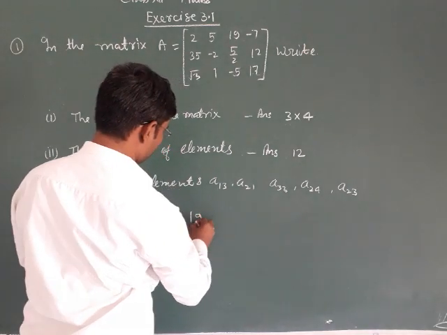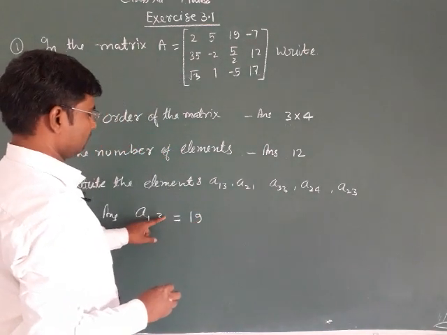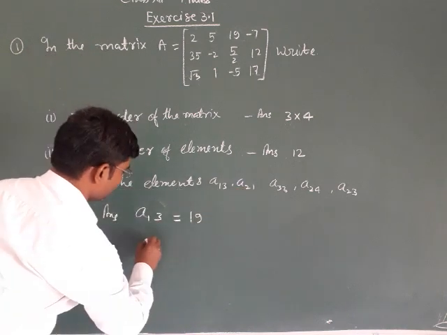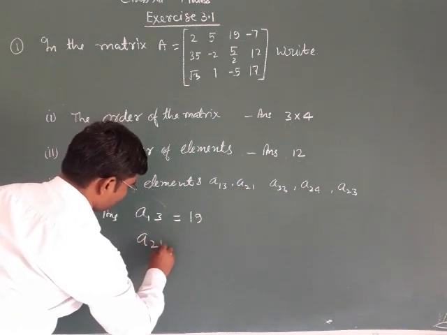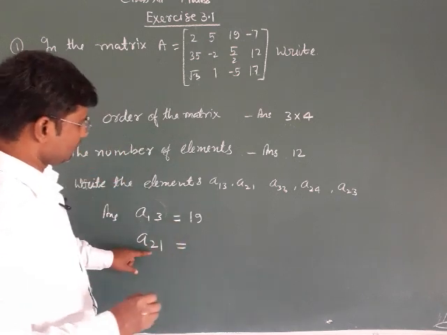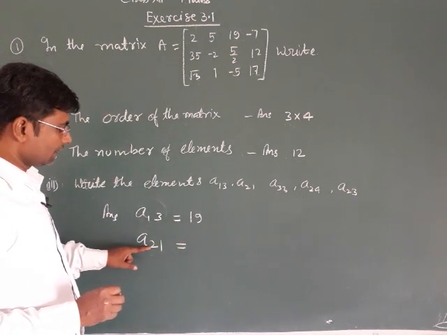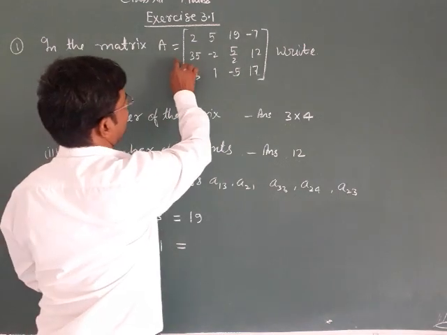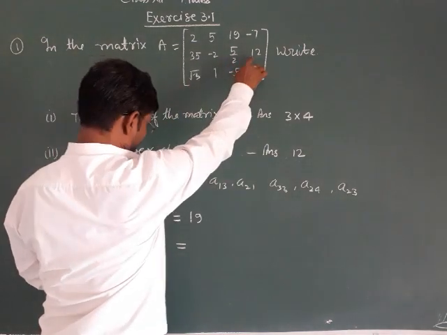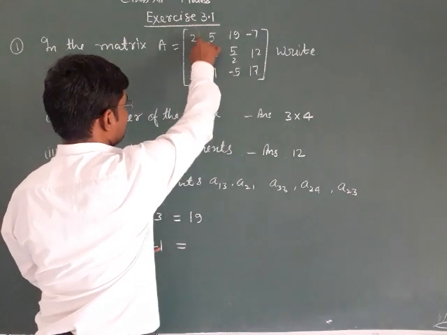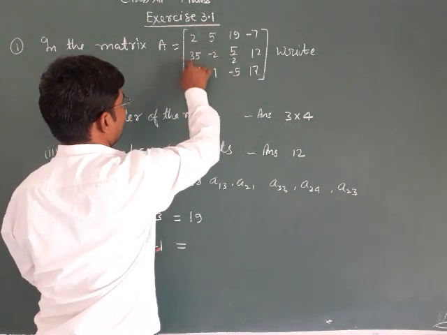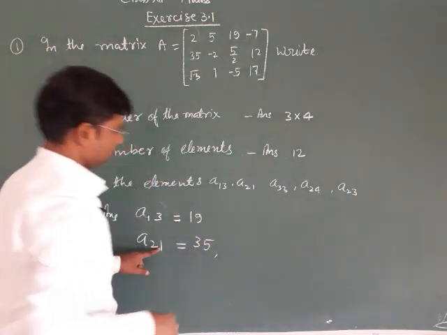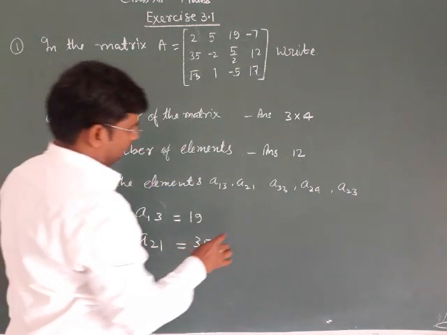So a13 is 19. And a21 is the element at the second row and first column. Second row and first column, the element at that position is 35.